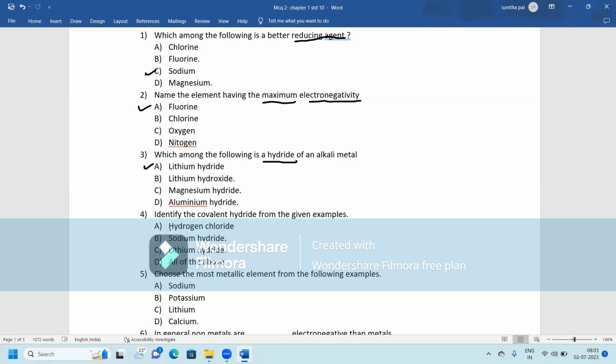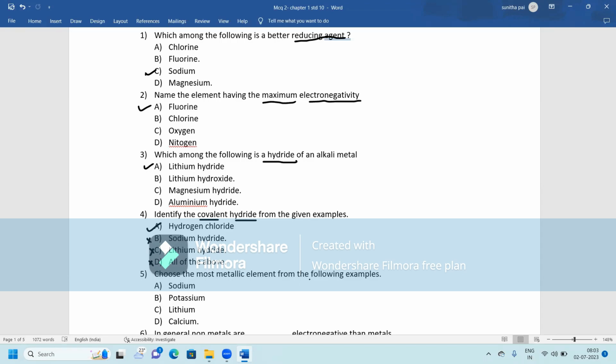Question number 4. Identify the covalent hydride from the given examples. Covalent. Sodium is a metal, so this cannot be the answer. Lithium is a metal, cannot be the answer. All of the above definitely cannot be the answer. So the option remains as hydrogen chloride. Is it a hydride? Yes, there is hydrogen. Is HCl having a covalent bond? Definitely yes. So the answer is option A.